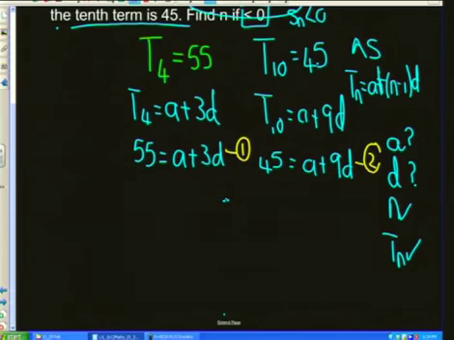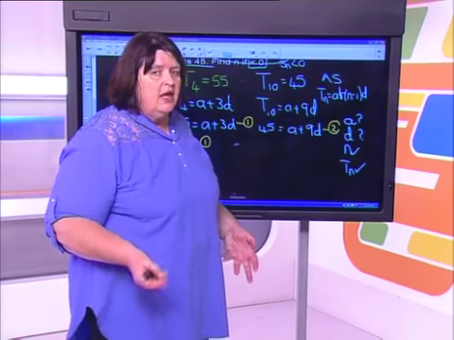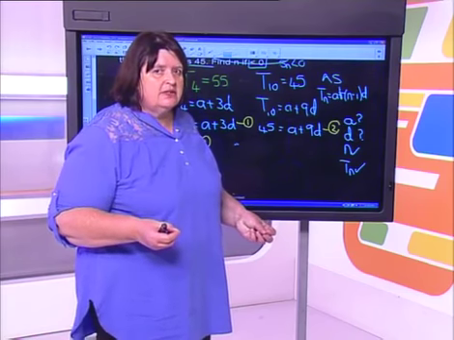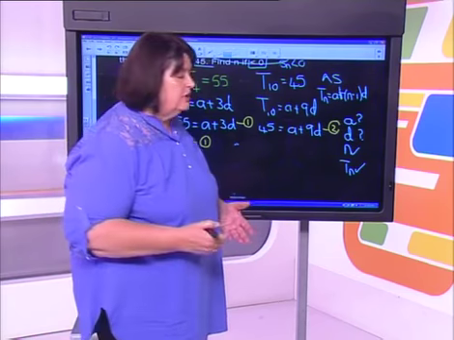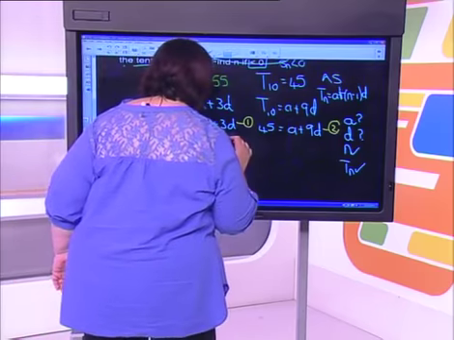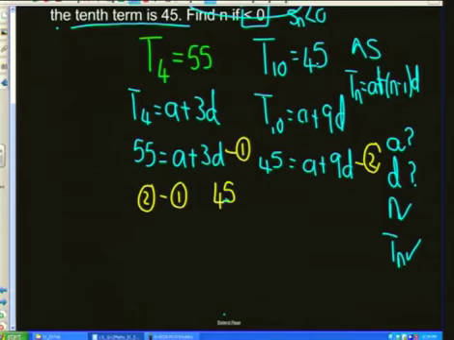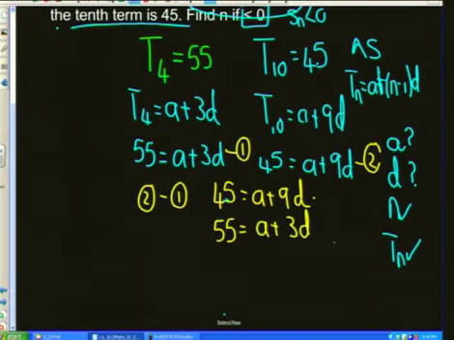So I could take equation 2 minus equation 1. Now, you can, of course, make A the subject of the formula and substitute, but I find with arithmetic sequences, the best thing to do is elimination. So what I would do is I would say 45 equals A plus 9D, and straight underneath it I would go 55 equals A plus 3D. Now, I'm going to subtract those expressions.